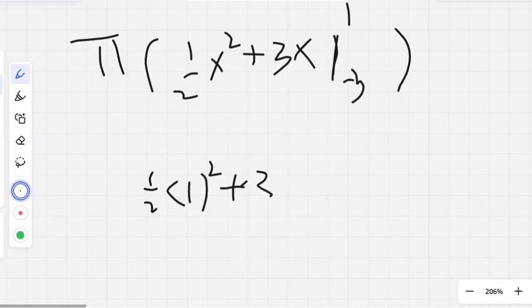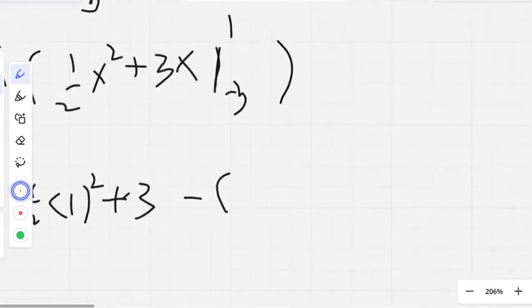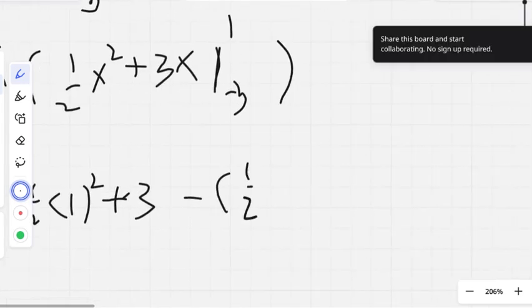So we will go down here, do 1 half times 1 squared plus 3 times 1, and then we are going to subtract, in parentheses, negative 3 plugged into the antiderivative, so 1 half times negative 3 squared plus 3 times negative 3.